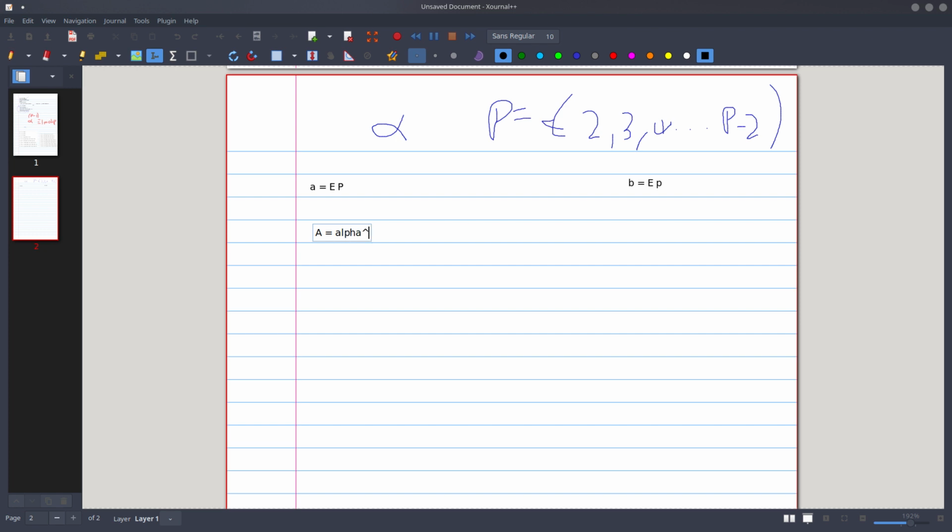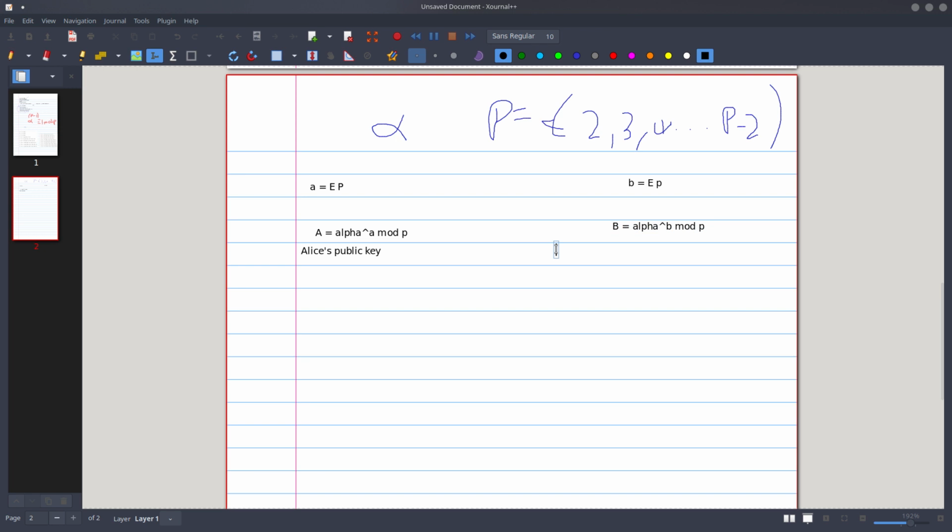Alpha raised to, and then you raise that to your private key. So it's alpha raised to the A, reduced mod P, of course. So this is Alice's public key. And then Bob does the same thing. So Bob computes his public key, so B is equivalent to alpha raised to the B mod P.